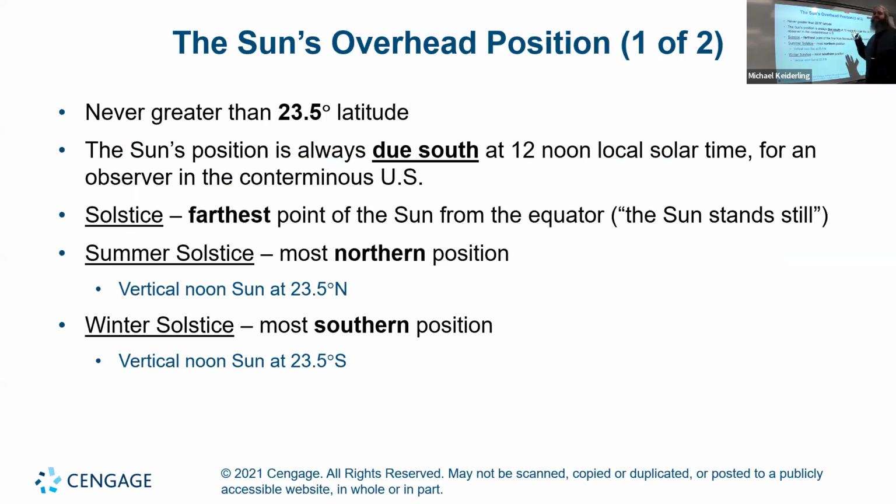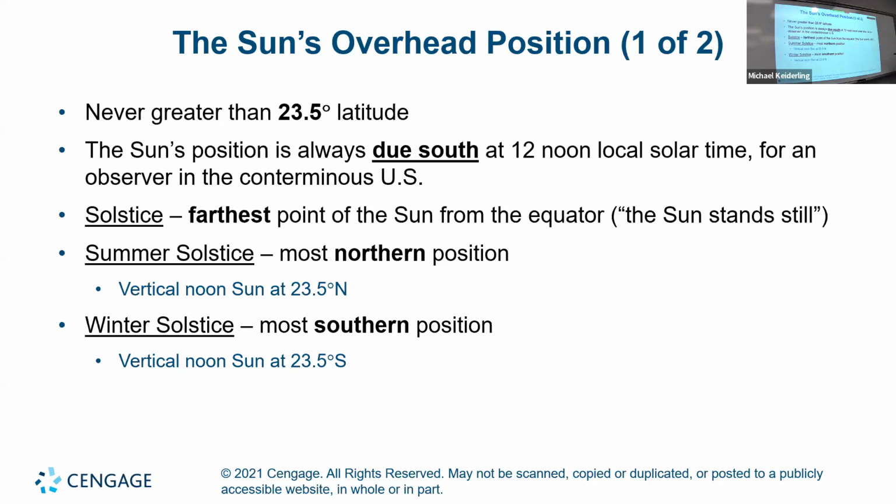The sun's overhead position is never greater than 23.5 degrees latitude. And the sun's position will always be directly south at 12 noon local solar time for an observer anywhere in the conterminous US, and also Alaska, but not Hawaii. Hawaii is far enough south that you can actually get the sun directly overhead. The solstice is the furthest point of the sun from the equator. Solstice is sun standing still. So that's where it comes from.